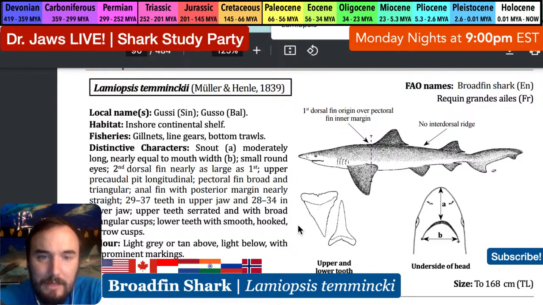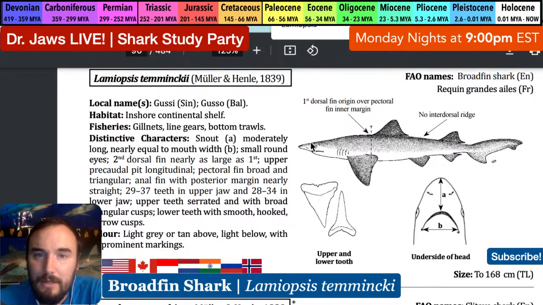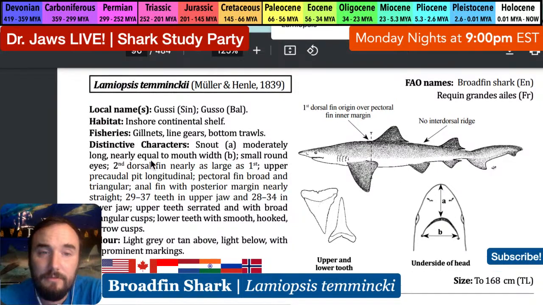Upper teeth serrated and with broad triangular cusps. Lower teeth with smooth, hooked, narrow cusps. The color is light gray or tan above, light below, with no prominent markings. These are great guides because they just focus on the key characteristics, the things that help people identify sharks when they're not necessarily studying them. So it's actually very, very helpful and serves a really great purpose.